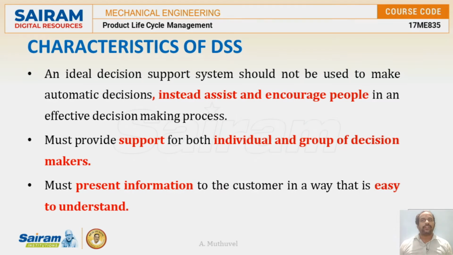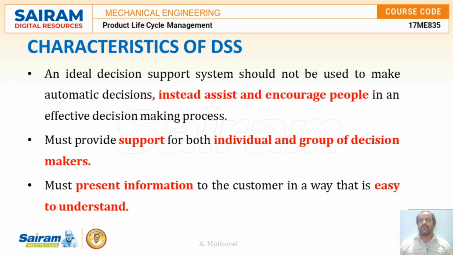Now we are going to discuss the characteristics of DSS. An ideal decision support system should not be used to make automatic decisions. Instead, it should assist and encourage people in effective decision making. That means the DSS should not give the solution; it has to support the decision makers, saying that if you take this decision, this much profit will come.